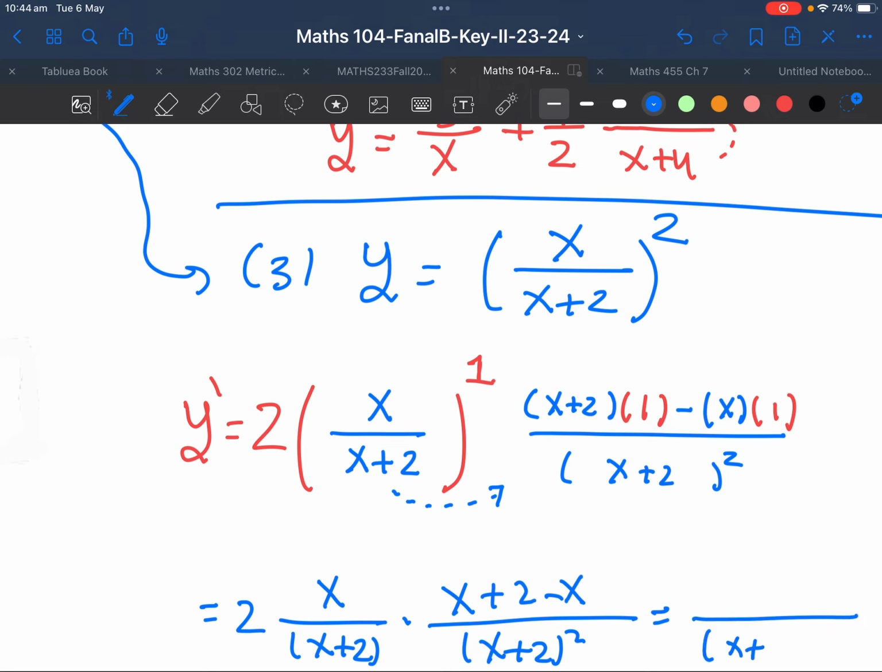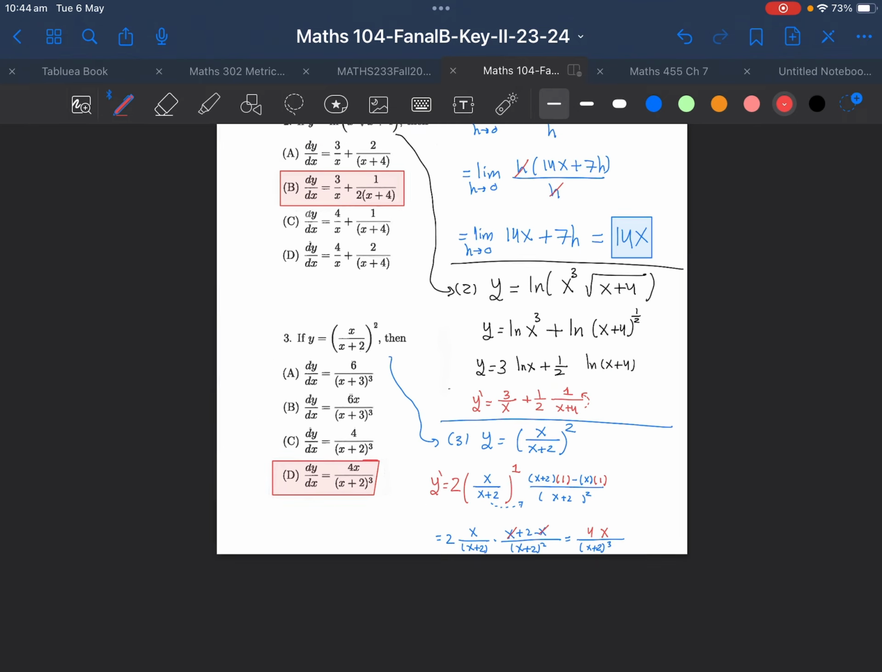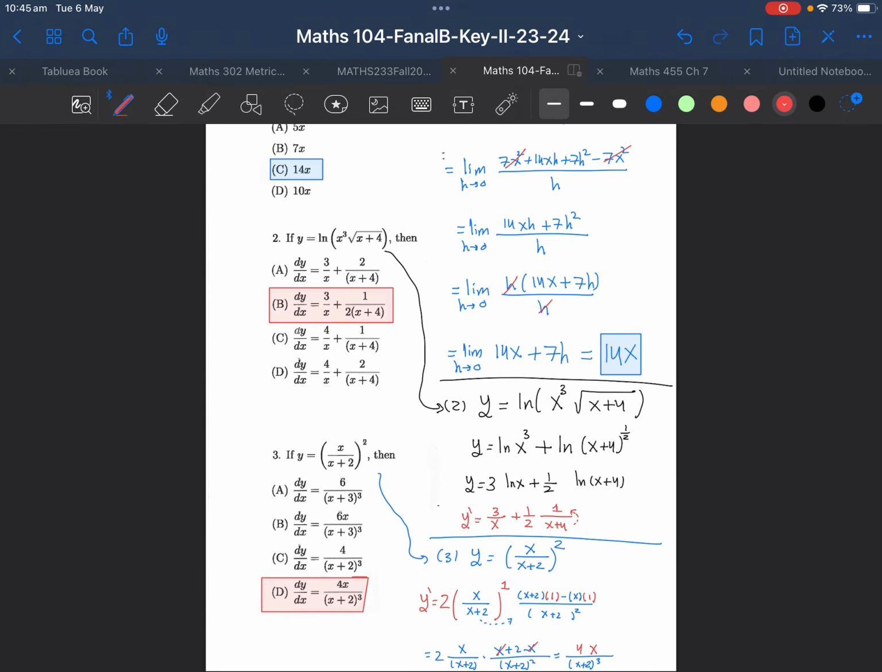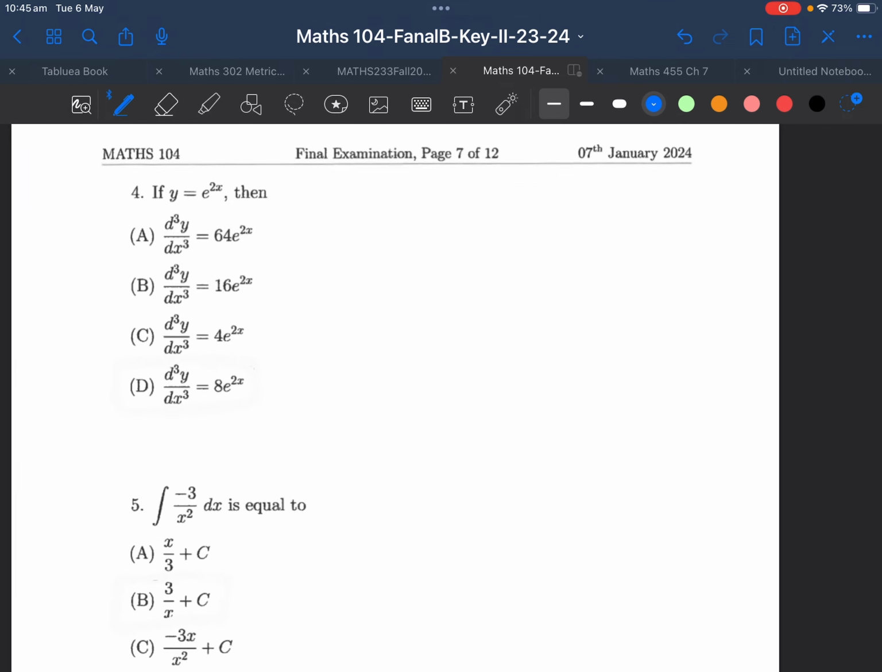So the final answer, if we do it all together, would be x plus 2 power 3. Now what we got here is negative x with x, and you have 2 with 2. So you get 4, and then you have x. Which answer, similar to this one, is part D. Remember, those are multiple choice questions. You can solve them by any method you like, any method you're familiar with. You can just go ahead and solve them.